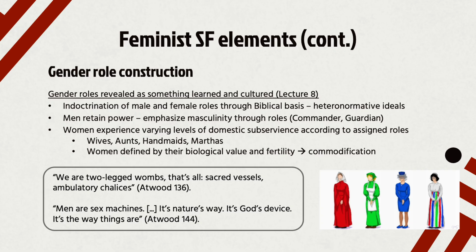At the highest level would be the wives, which are in blue, and they're the ones that have the most power of the women in this universe. However, they also manage the household. From there, we have the aunts in green, which work to educate and indoctrinate the handmaids, which come after them, which are in red. And then after that, we have the Marthas, which are the homemakers and take care of the servitude in the home.